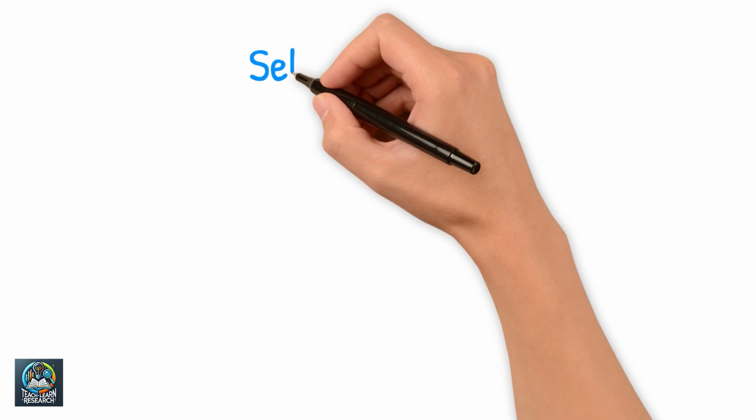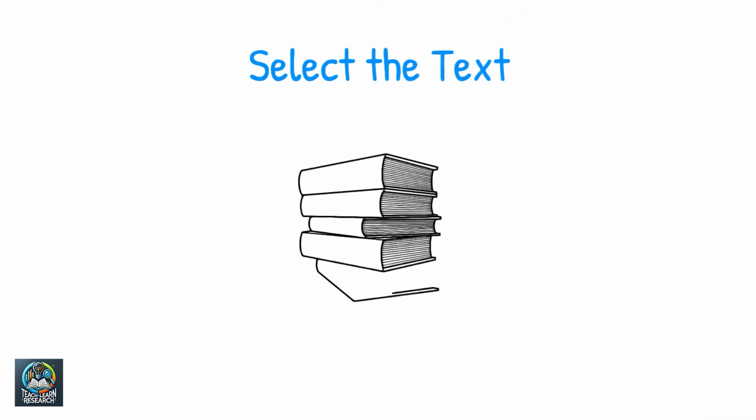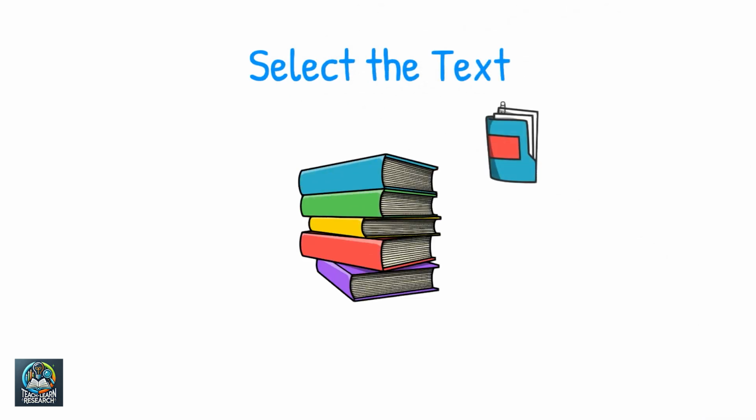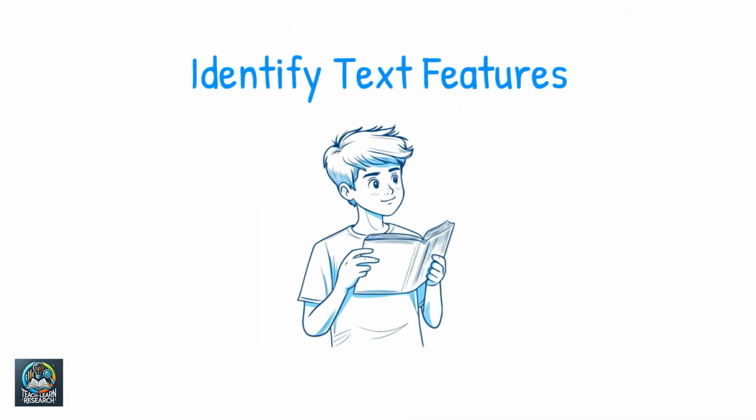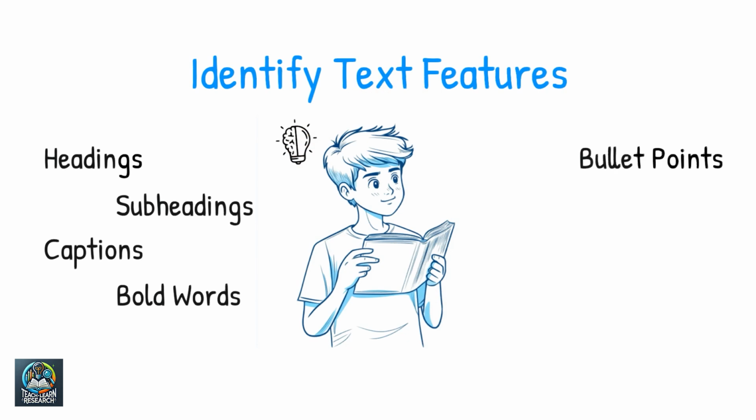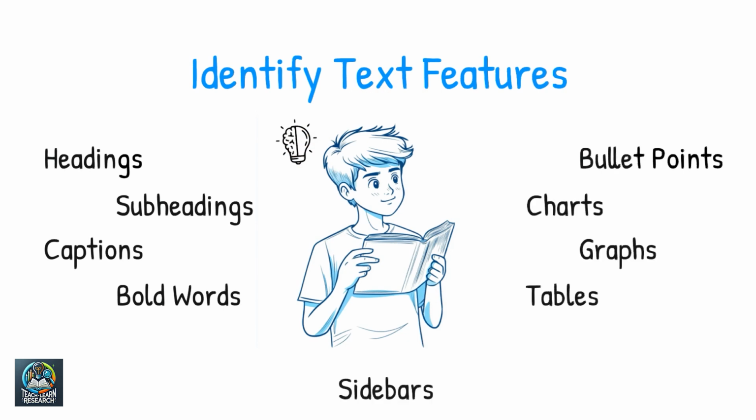Preparation. Select the text. Choose a text rich in text features. Informational texts, textbooks, and articles are ideal. Identify text features. Review the text and identify the key text features you want to focus on. For example, headings, subheadings, captions, bold words, bullet points, charts, graphs, tables, sidebars.